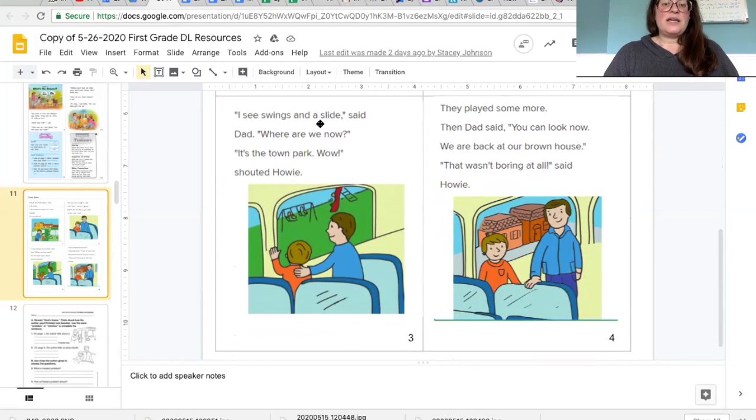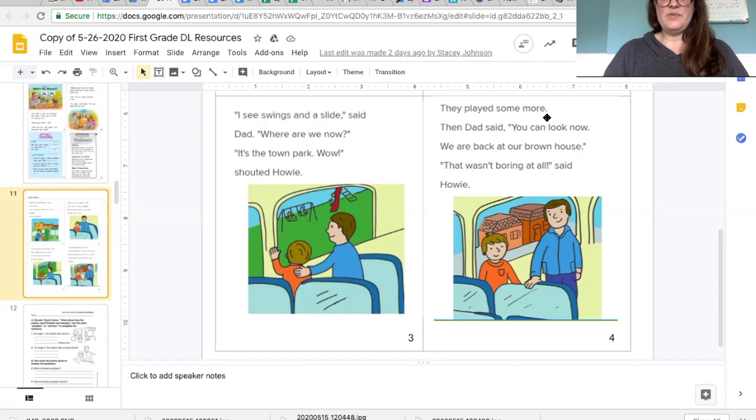I see swings and a slide, said Dad. Where are we now? It's the town park. Wow, shouted Howie. Remember, he's not looking, he's just listening, and then he checks. Then they played some more. Now, right now we're in part 2 of the story, right? The middle, that's what's happening, and we're starting to get to the end of the story. This is the last part.